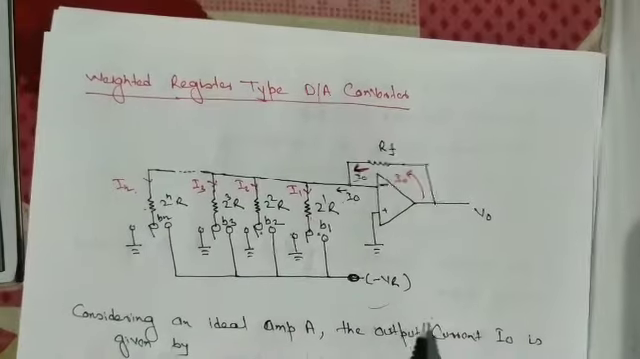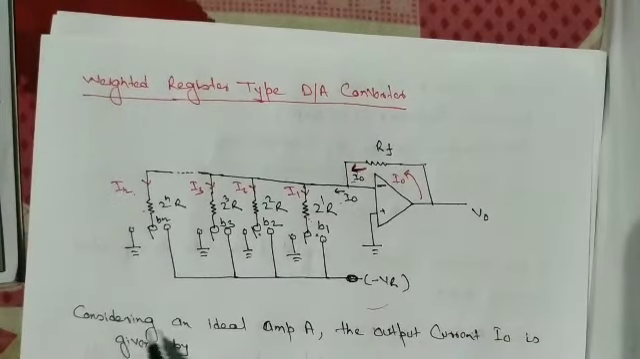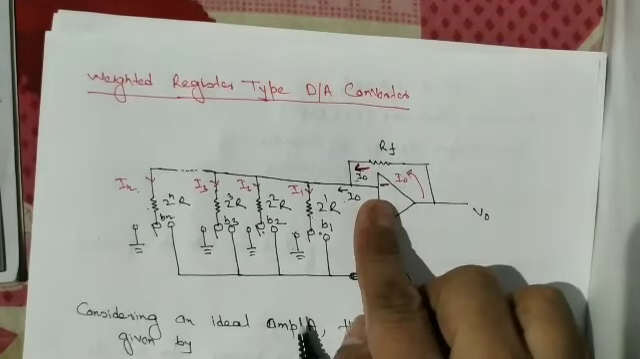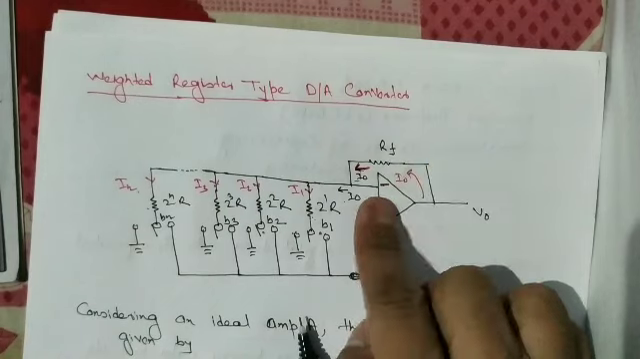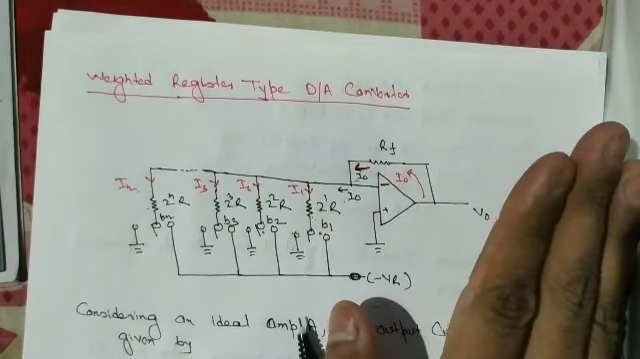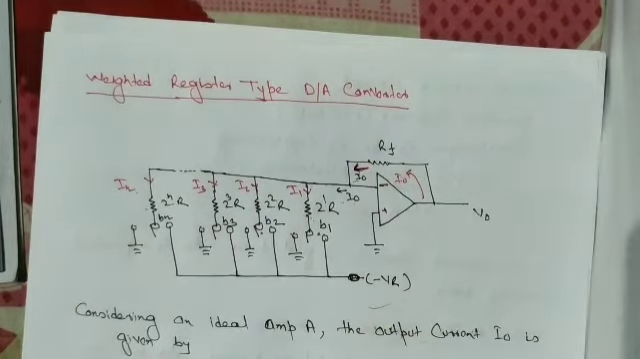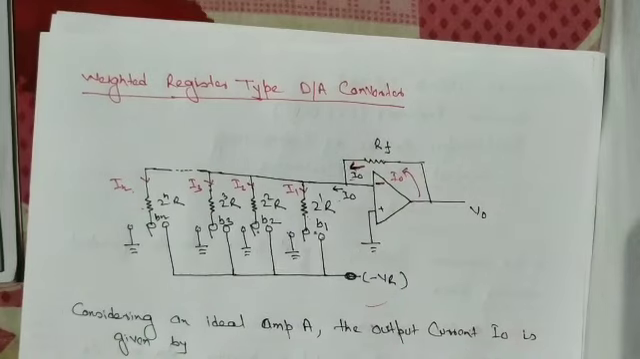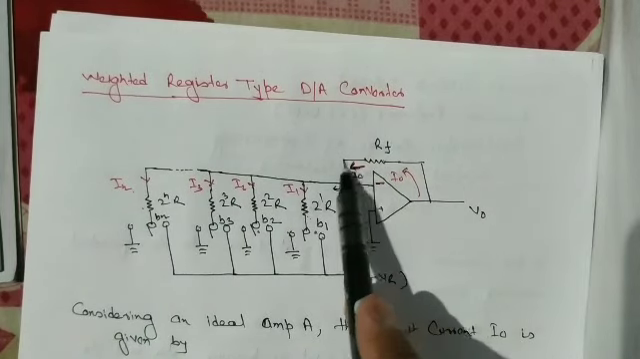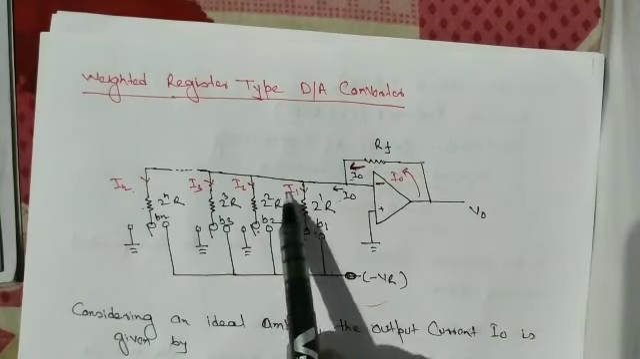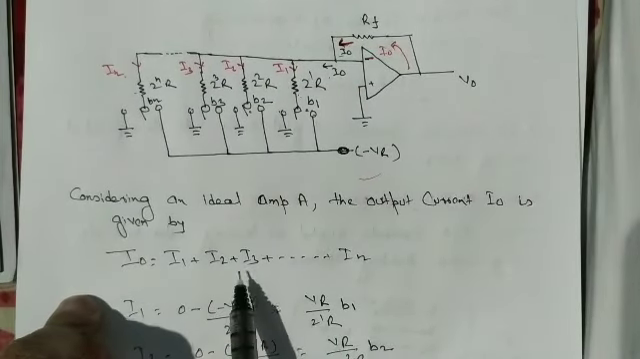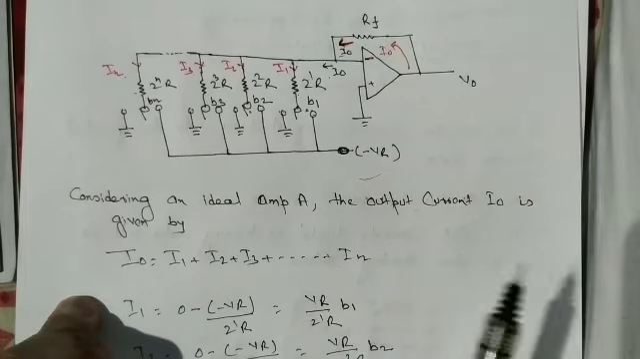Now what will we do? Here we are considering an ideal op amp. We all know that for an ideal op amp the input impedance is infinite and the output impedance is 0. The output current I0 is given here. This is the output current I0, this is the arrow. I0 is coming here and is distributed into I1 to IN. So I0 equals I1 plus I2 plus I3 and so on up to IN.